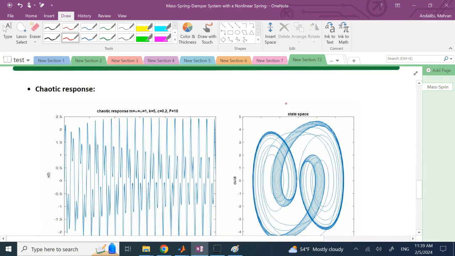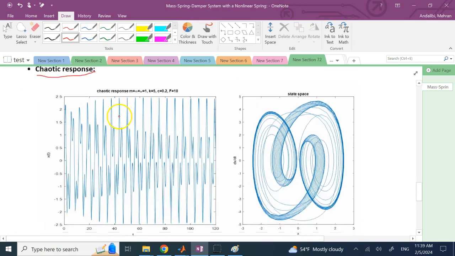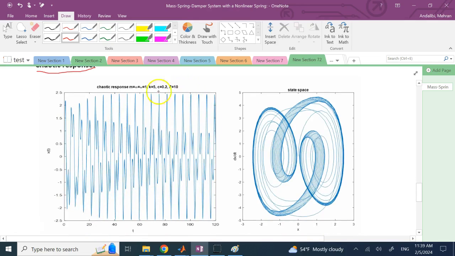The last thing I want to talk about is chaotic response. Yes, this system can be chaotic too. It can be extremely sensitive to initial conditions. Here is one such response where I set m and omega and alpha equal to 1, k of 5, c of 0.2, and f of 10. And the behavior of the system is not going to repeat itself. If you look at the phase space, you're going to see this kind of infinity shape response, and it will never settle on one single periodic curve.